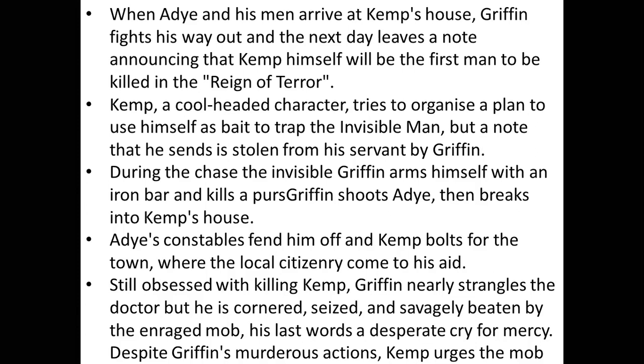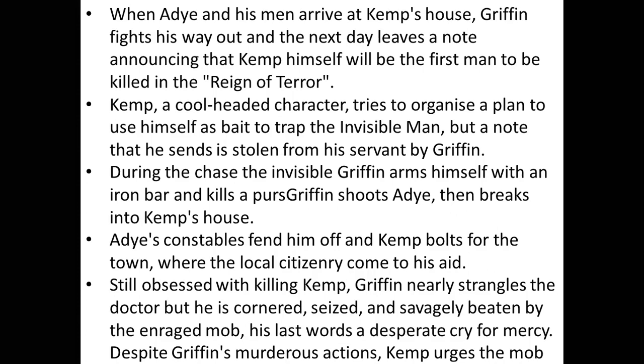So here, when Griffin comes to know that Kemp is a cheater, that Kemp is going to hand him over or imprison him, he leaves a note at the house saying that Kemp will be the first person to be killed in the reign of terror. Kemp, a cool-headed character, tries to organize a plan to use himself as bait to trap the invisible man. But a note that he sends is stolen from his servant by Griffin.